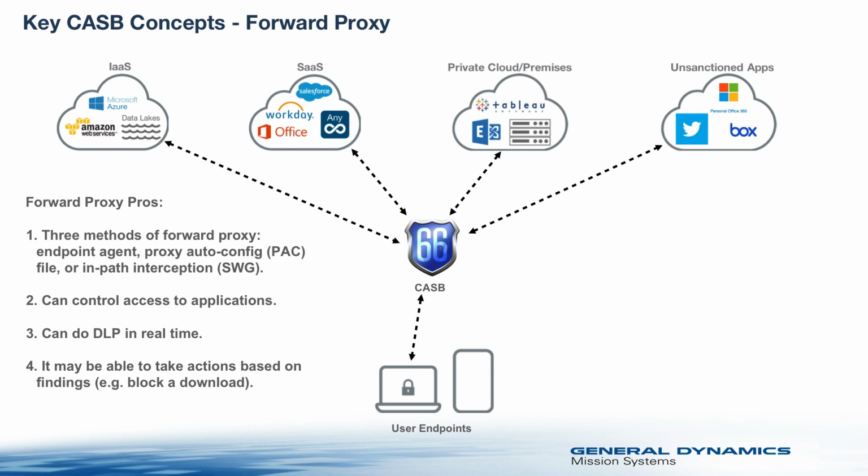So forward proxies typically are implemented in one of three ways, either through an endpoint agent, through a proxy autoconfig or a PAC file that's downloaded to the endpoint, or through an in-path interception like through a secure web gateway, for example. These can control access to applications, so now we're back to being able to do real-time contextual access control. Any data loss protection that is supported here can also be done in real time.